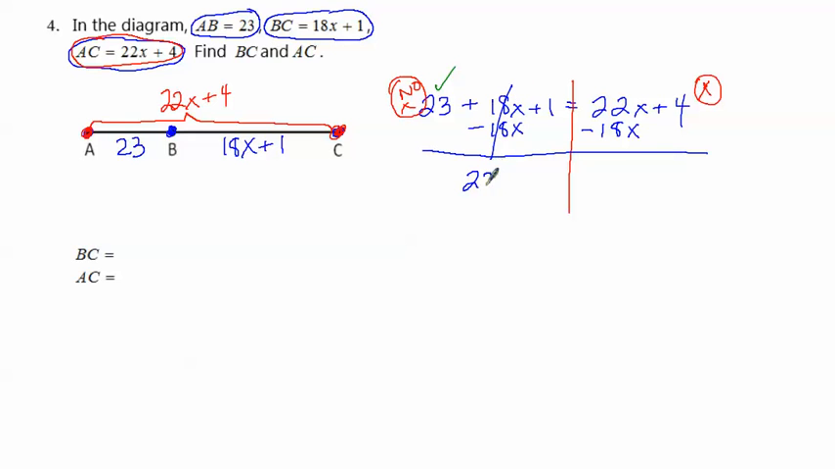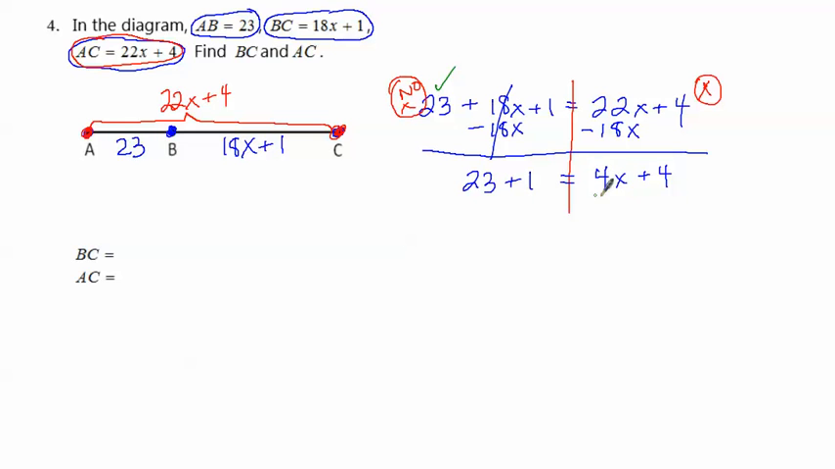And we have 23 plus 1 is equal to 22 minus 18. So we have that 4x plus 4. So then I go one by one, checking again. 23 is on the no x side, so that's good. 1 does not have an x. It's on the no x side, so that's good.